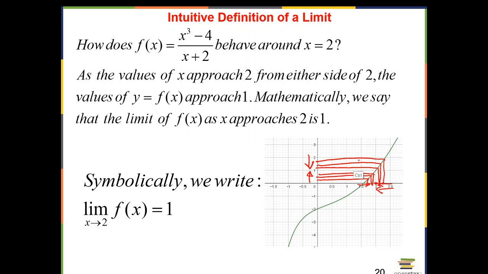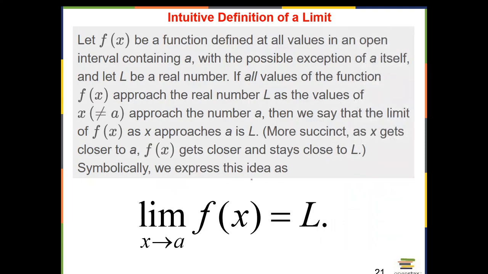So that's the idea of a limit. When the input values approach a number, how do the function values behave? Do they approach a number or not? If they approach a number when the input values approach this number from left and right, then we call that the limit of that function. Okay? So let's talk a little bit more about this.